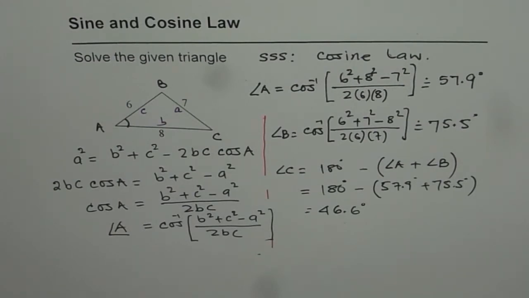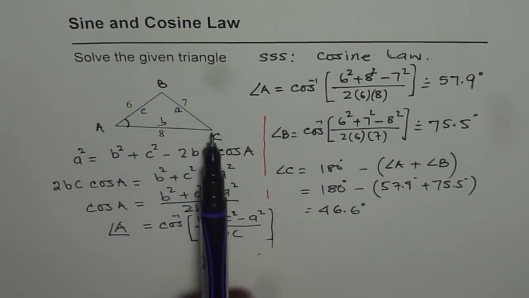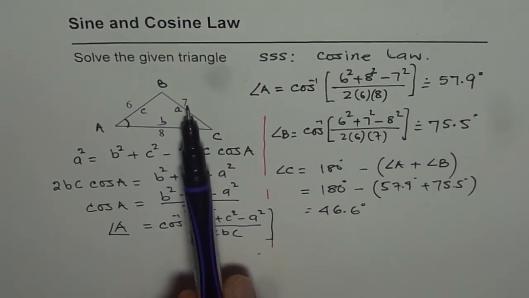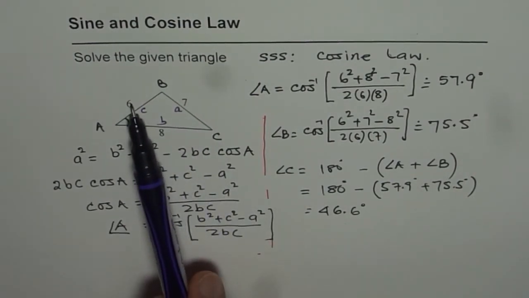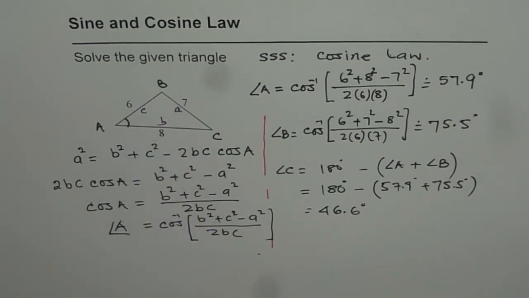So go through it once again, try to see and understand how to apply cosine law formula, and I hope this tip works. If you are trying to find angle C, then it should be cos inverse of 7 square plus 8 square, take away 6 square, divided by 2 times 7 and 8. So that is how you get the formula. I hope that gives you good practice. Thank you and all the best.